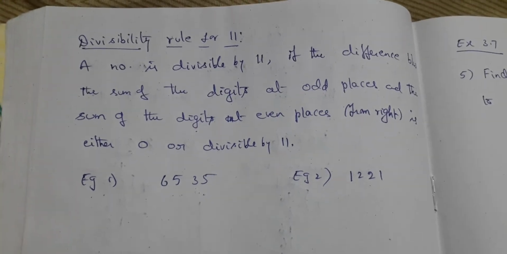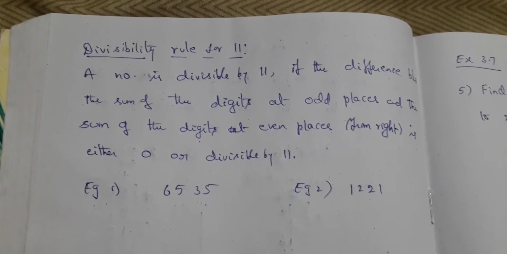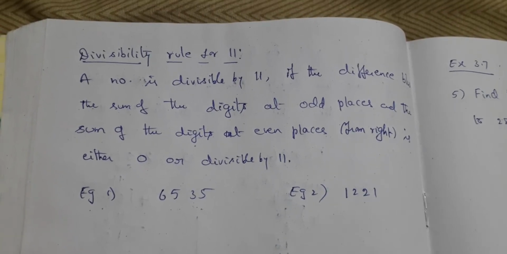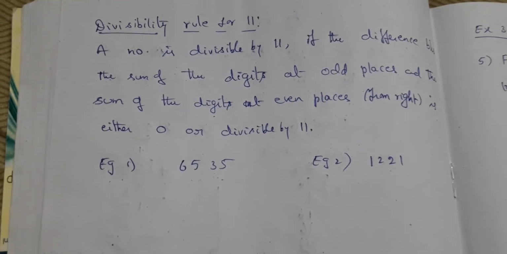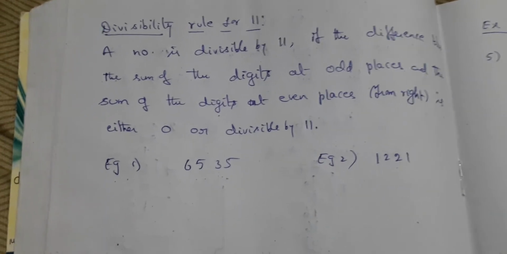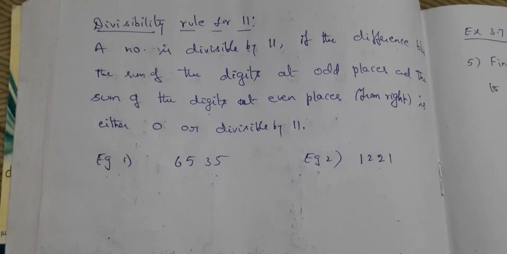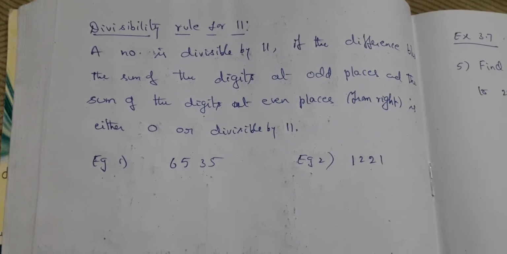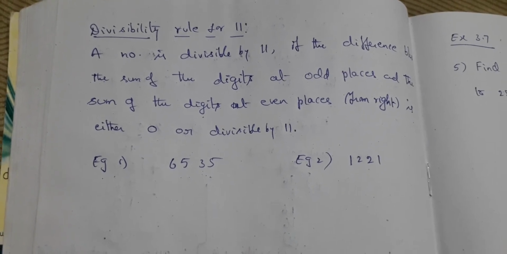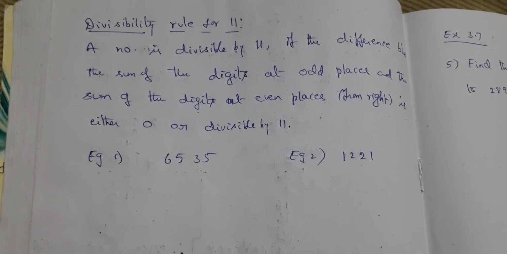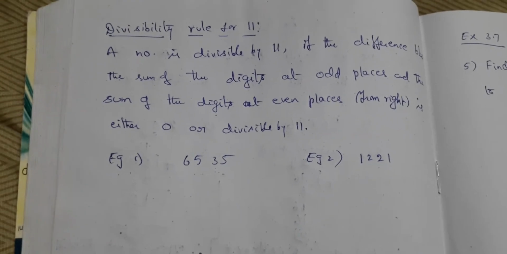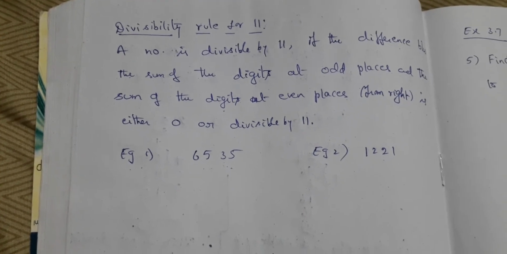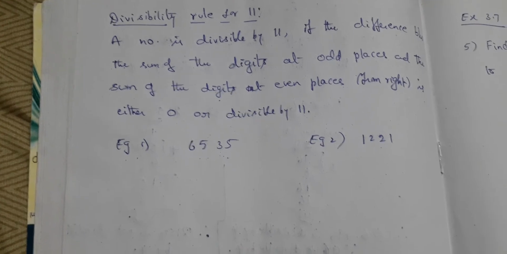So from where we should find this place? From right hand side, you have to take it from right, is either 0 or divisible by 11. So that means you have to find out the sum of odd places digits first, then the sum of the even places digits from right. You know the right hand side, right? That is from one's place value. And then see the difference between those two. If the difference is 0, then the number is divisible by 11. Or if difference is such a number that it is divisible by 11, then the complete number is divisible by 11. Okay, let us see the example.